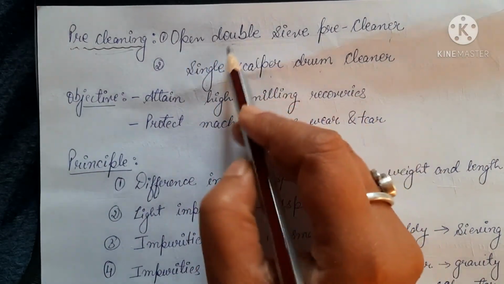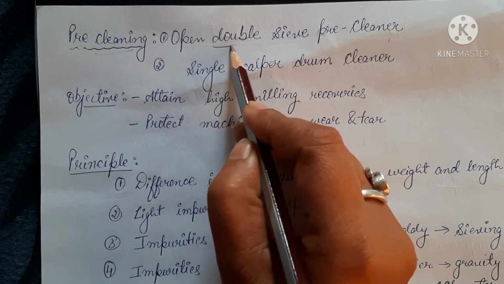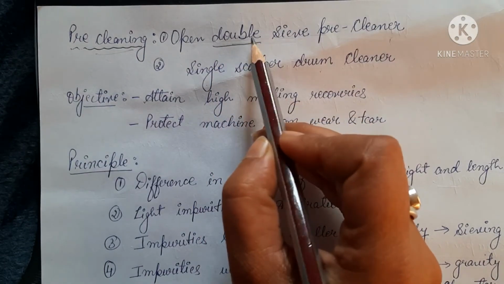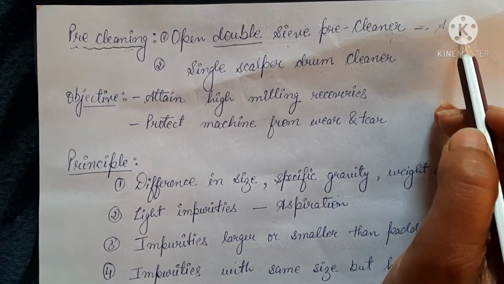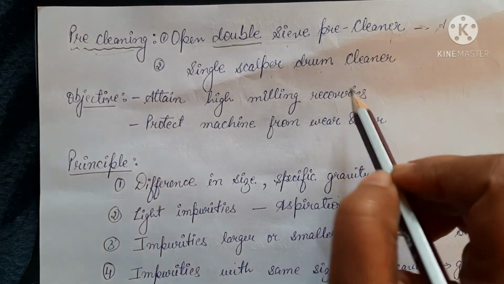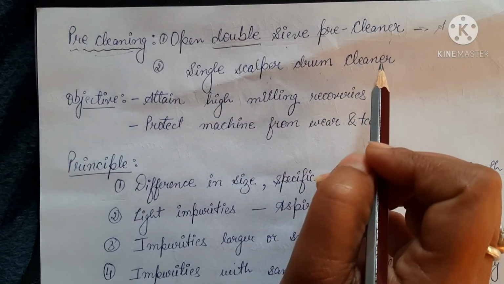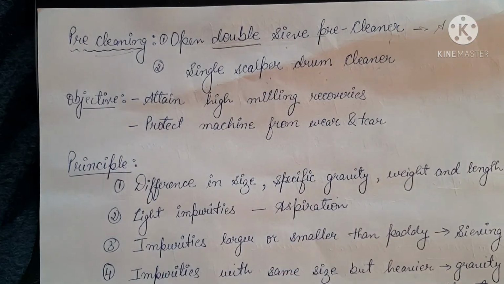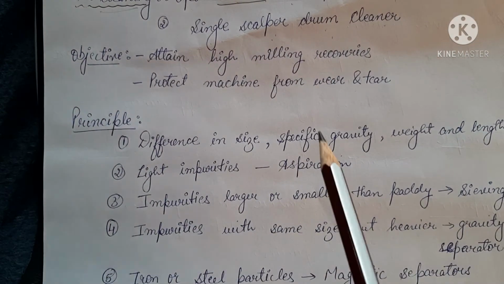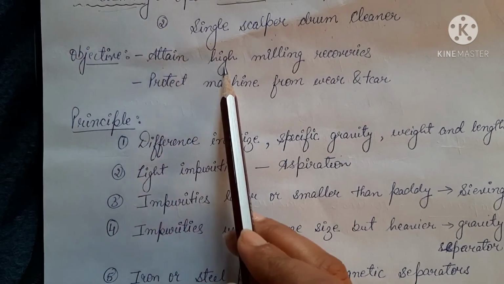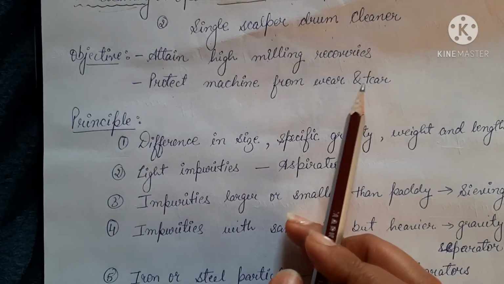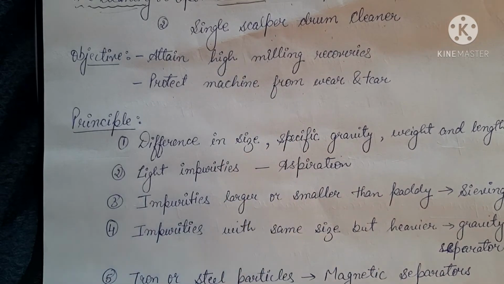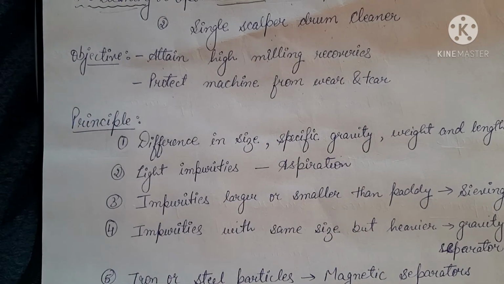And open double sieve, as the name says, has two sieves, and it also contains an aspirator to remove lighter impurities. Another one is single scalper drum cleaner. The objective of pre-cleaning is to attain high milling recoveries and protect the machine from wear and tear. Obviously, we do not want our machine to get unnecessary wear and tear.